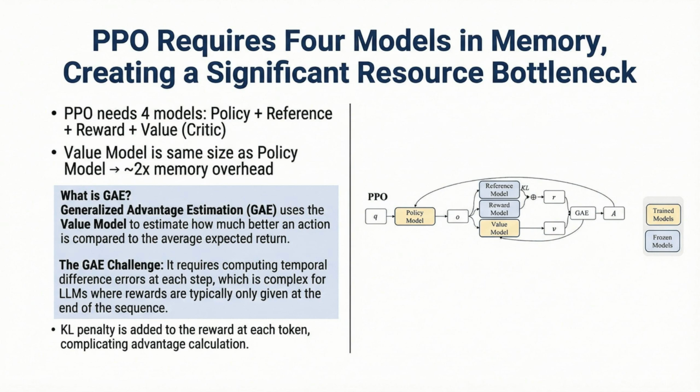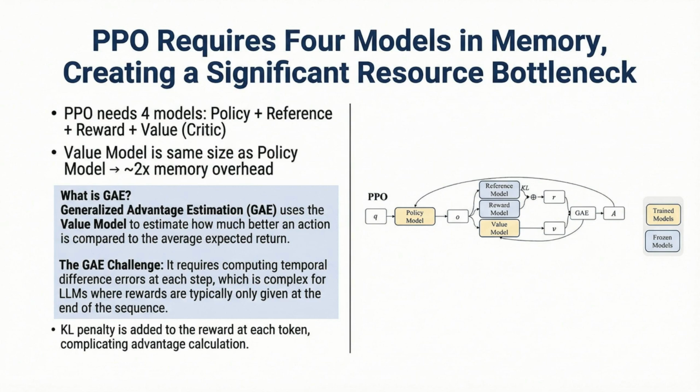You need a reference model, a frozen copy of the SFT model to compute KL divergence so the policy does not drift too far. You need a reward model to score the outputs. And you need a value model, also called the critic, which estimates a baseline for computing advantages.